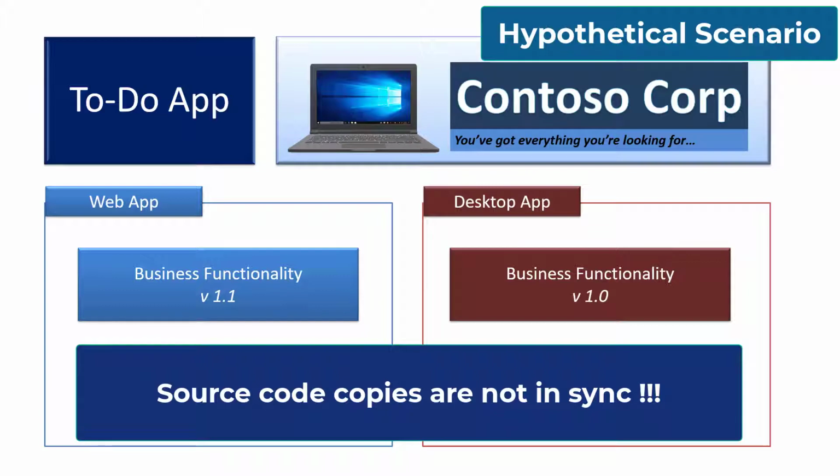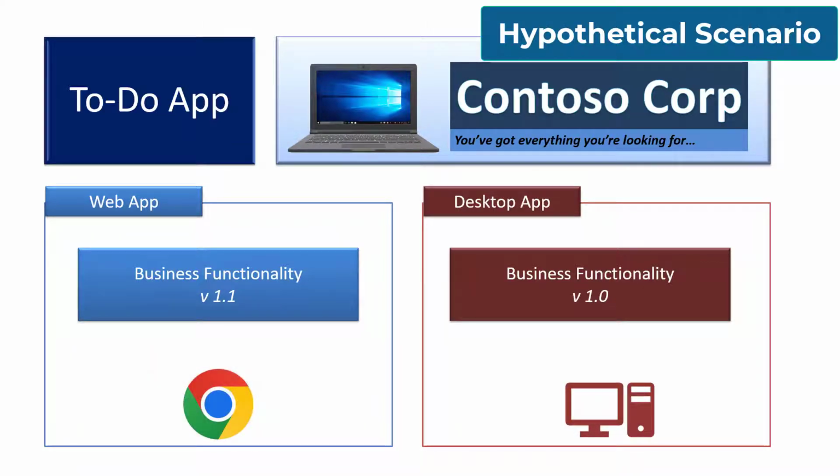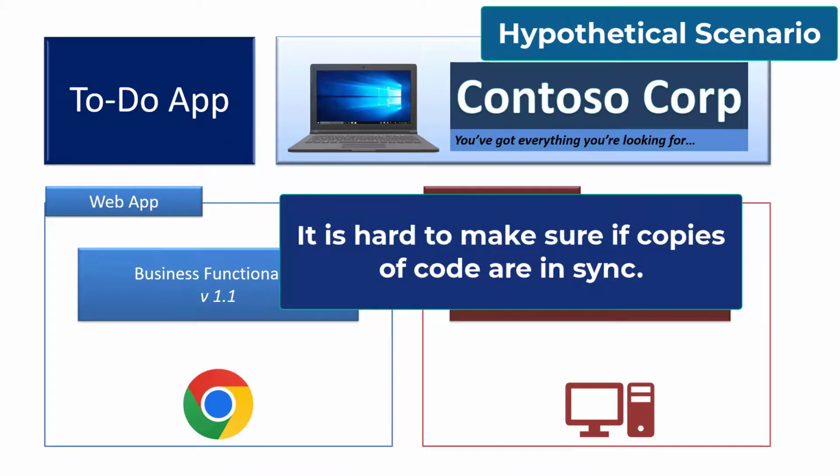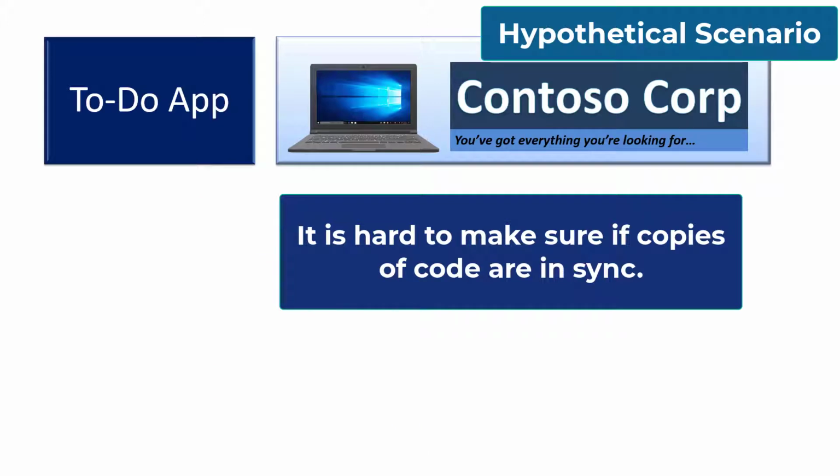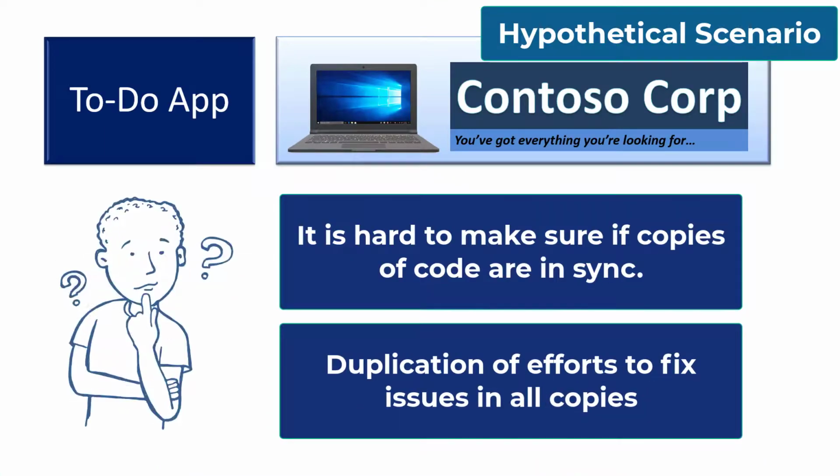Now let's say even if the desktop application team gets to know about the issues and they want to fix them, they will have to fix the issues on their own, or at least they will have to copy the source code again from the web application project. So this approach involves extra work to monitor that the two copies of the source code are in sync. Also, if we have to do any enhancements or if we find any issues, we always have to make sure that those issues have been fixed at both places.